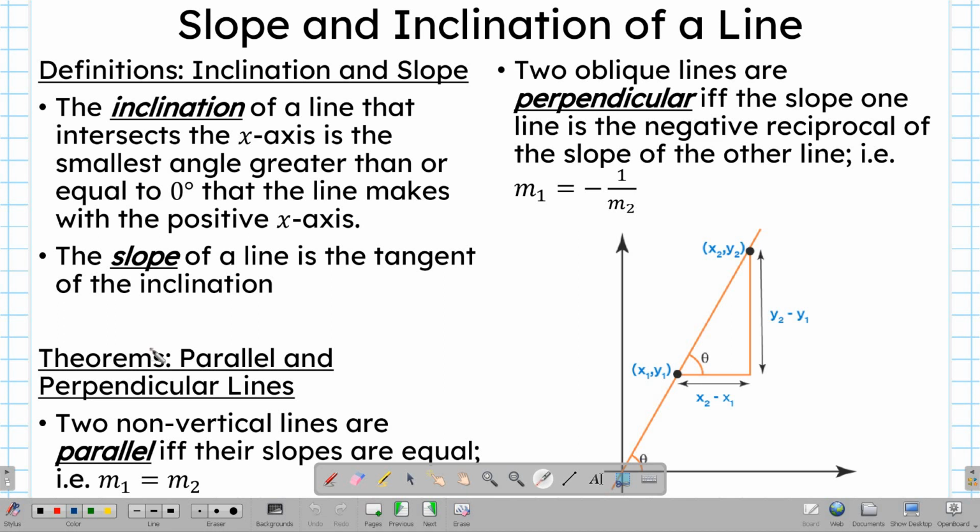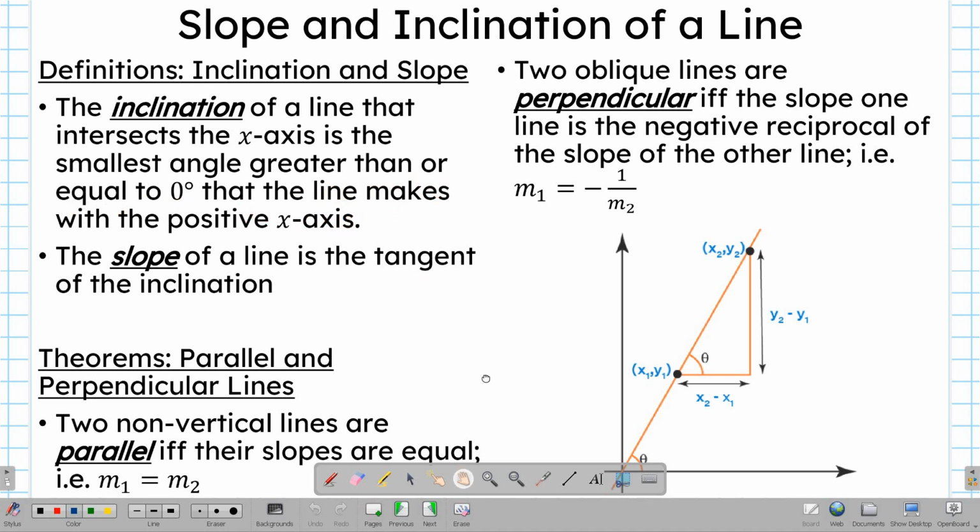Okay, so another concept in analytic geometry that we'll look into would be the slope and the inclination of a line. So first, we define the inclination of a line that intersects the x-axis, which is the smallest angle greater than or equal to 0 degrees that the line makes with the positive x-axis.